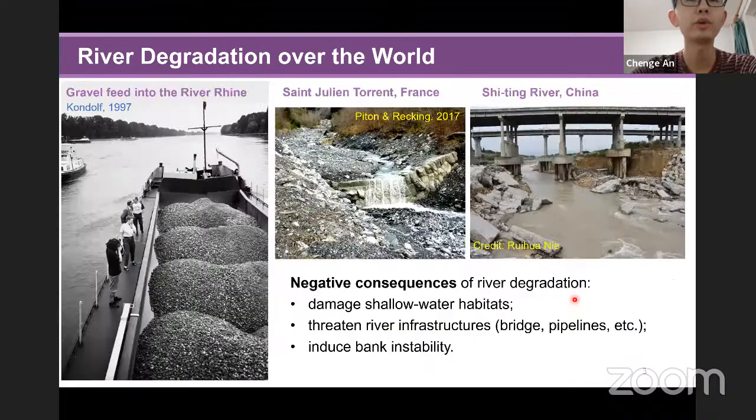River degradation has several very negative consequences, including damage to shallow water habitats, and threats to river infrastructures like bridges, pipelines, and other infrastructures. It can also induce bank instability and bank failure.